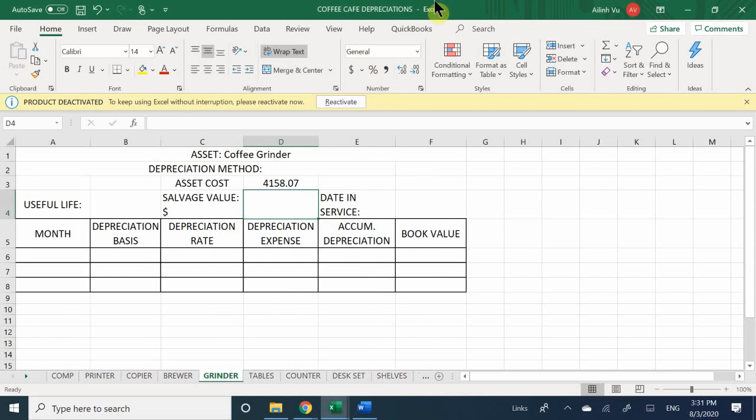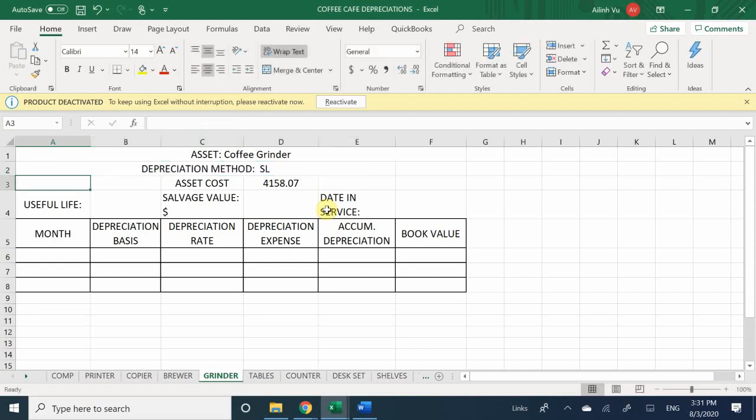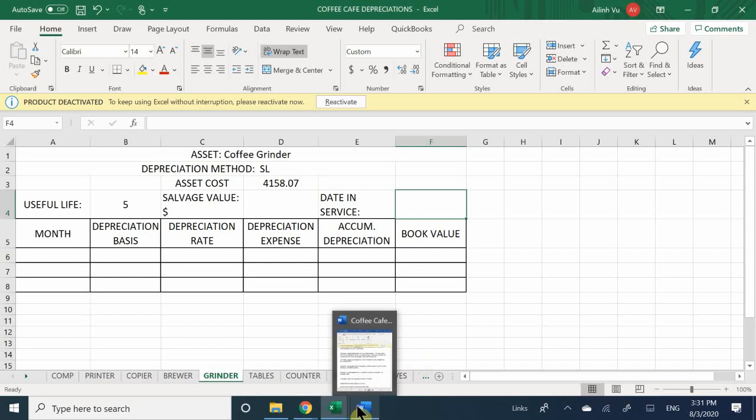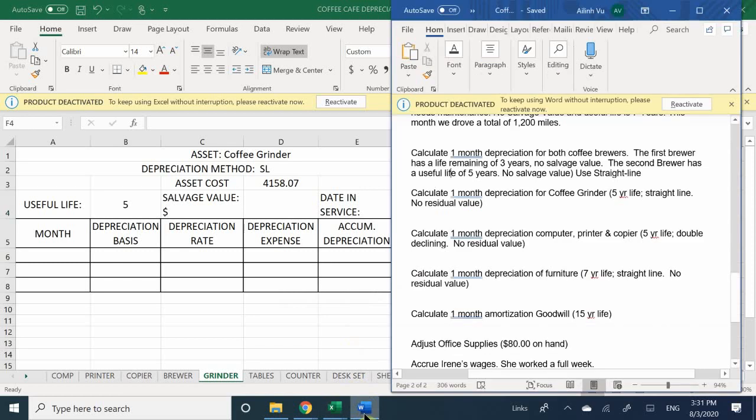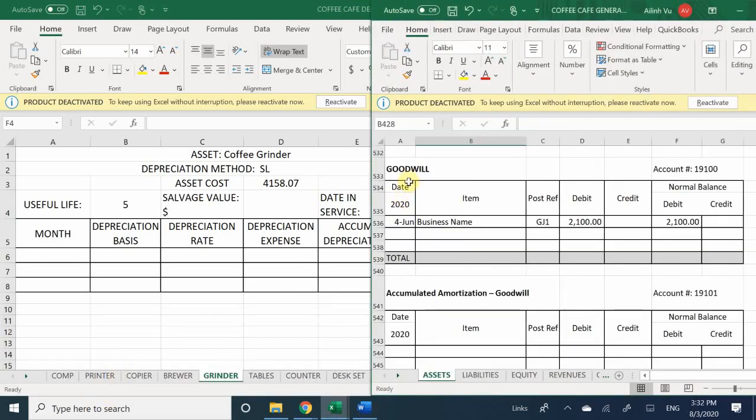Okay, so let's see. We want to do straight line, SL for short. Useful life is 5 years. The date that we put it in service. I believe this one is also no. It's going to be the 10th? Actually, no, it's not going to be the 10th. Let me double check with you guys because I just left off on that one.